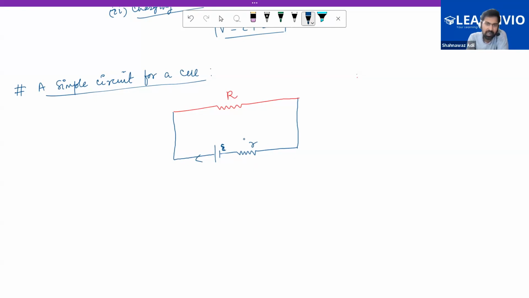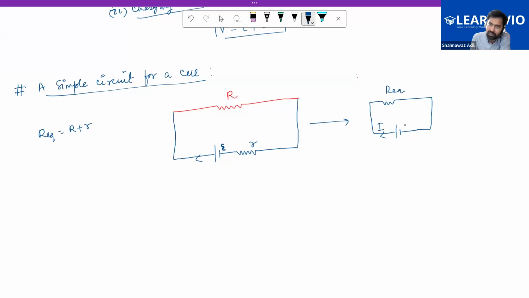Now, can you tell me what would be the equivalent resistance? This resistance and this resistance, are they connected in series or parallel? Series. So be confident, I could not hear you properly. Yes, absolutely correct. So why were you hesitating? This is a series combination. So R equivalent is R plus r. Now if I make an equivalent diagram, it would be this E and R equivalent.